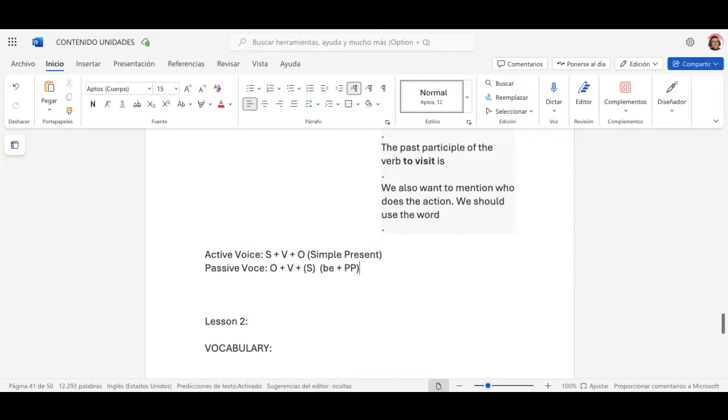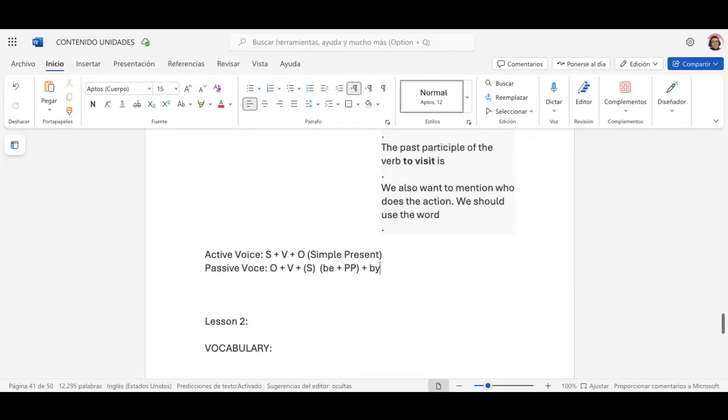For example, Maria eats an apple. If we transform that active sentence into a passive sentence, we need to say an apple is eaten by Maria, and then of course we can add the subject with the preposition by. An apple was eaten by Maria.